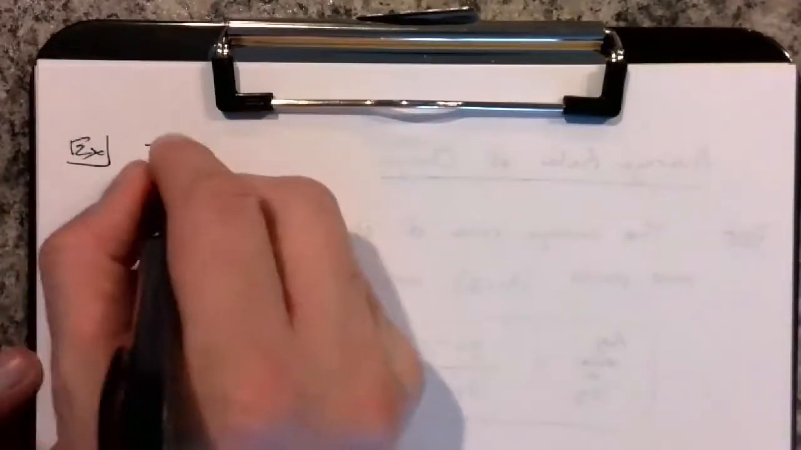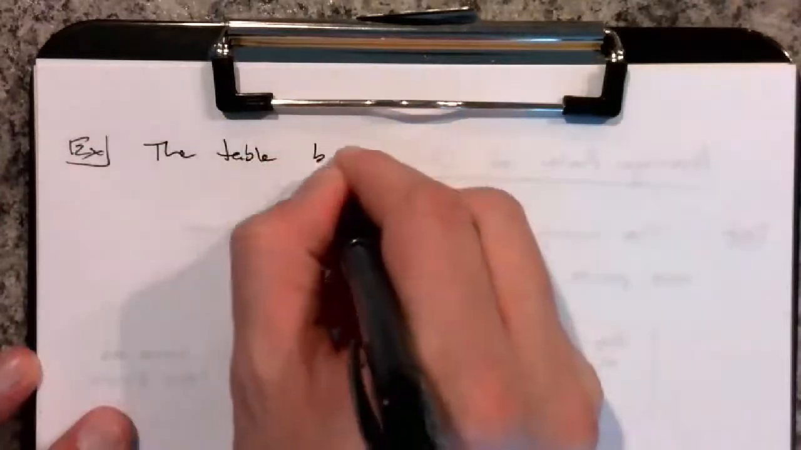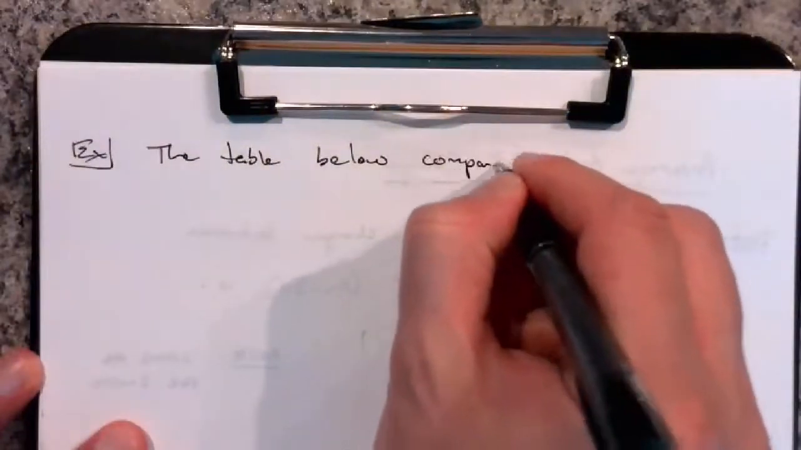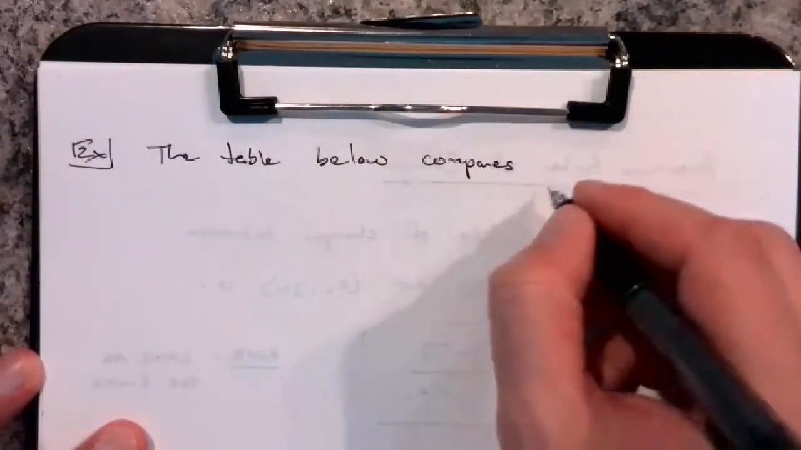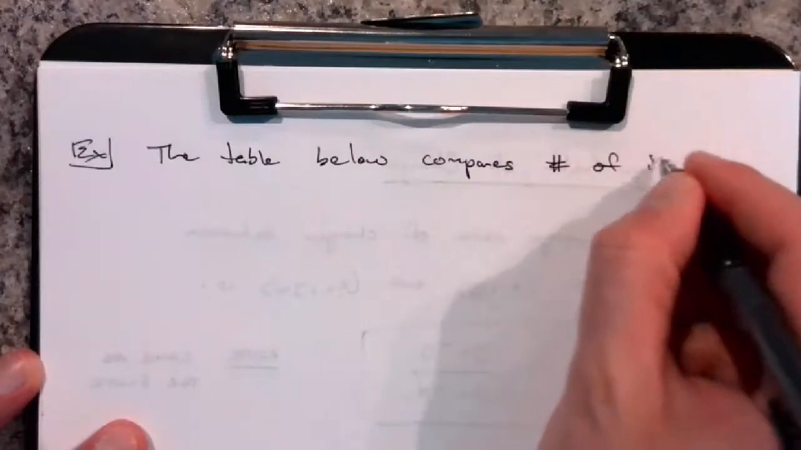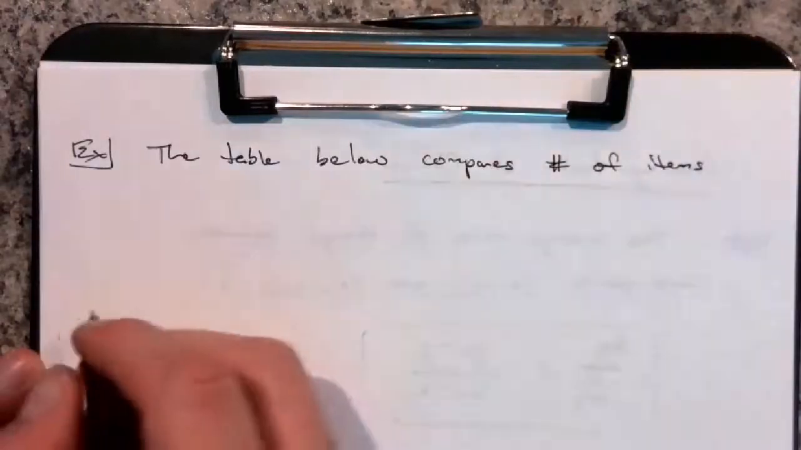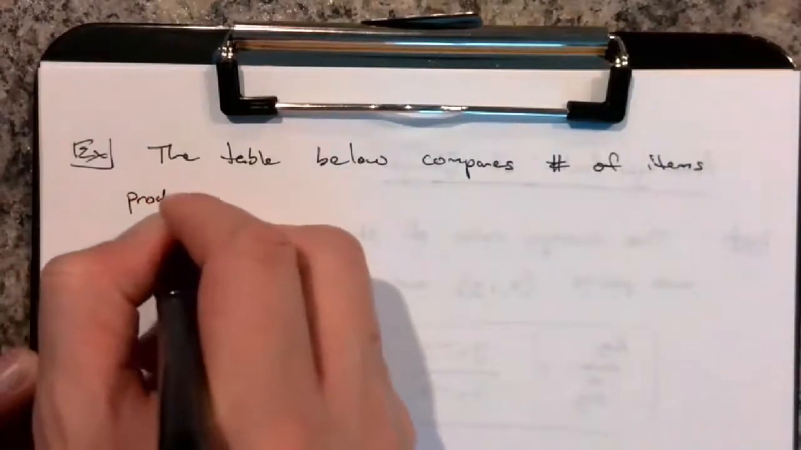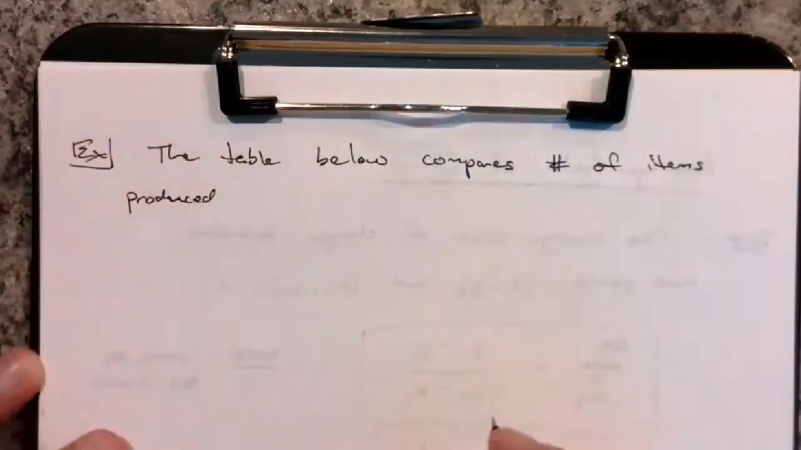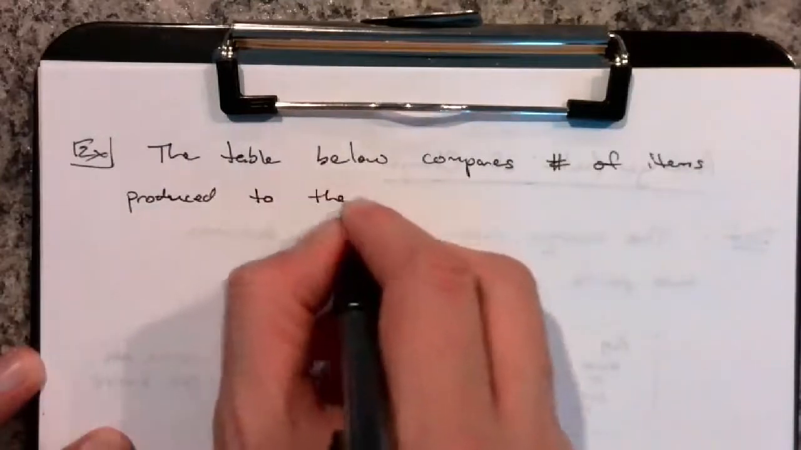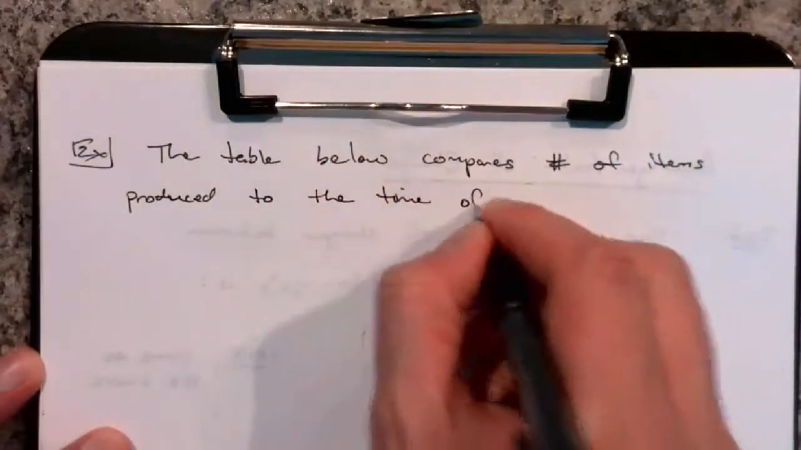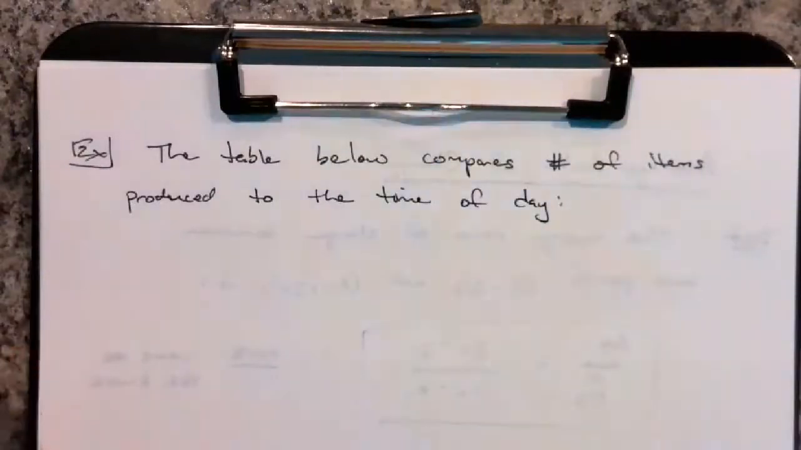So, for this example here, suppose I gave you a table, alright. The table below, and I'll give you the table in just a second, compares the number of items produced to the time of day. Right, so this is for a company.